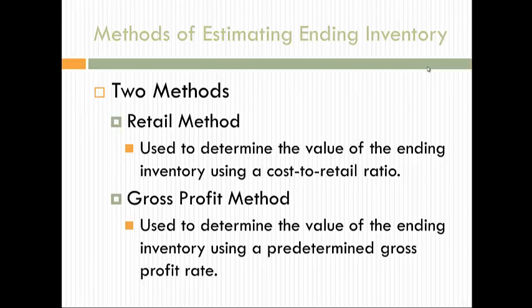There are two methods of estimating inventory. The first is the retail method, which is a method used to determine the value of the ending inventory using a cost to retail ratio. The second is the gross profit method, which is a method used to determine the value of the ending inventory using a predetermined gross profit rate.